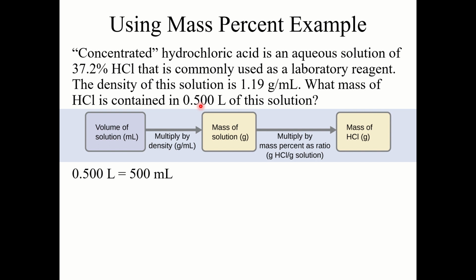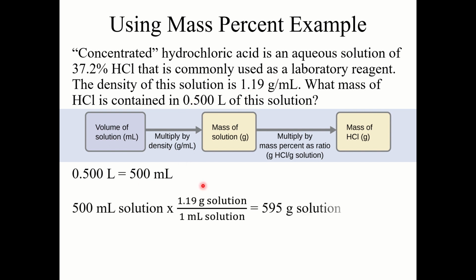First thing I'm going to do is put that volume in milliliters since the density is in milliliters. Now I'm going to take my volume, 500 milliliters, and multiply by the density. So 500 milliliters times 1.19 grams solution for every 1 milliliter solution. This tells me that I have 595 grams of solution.